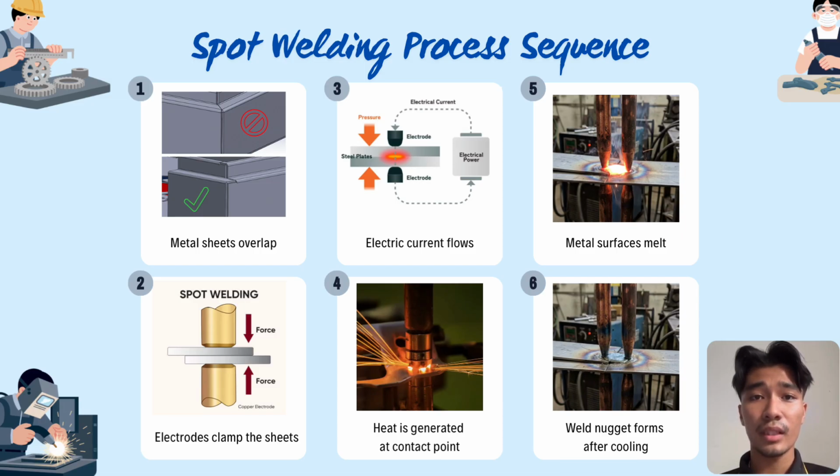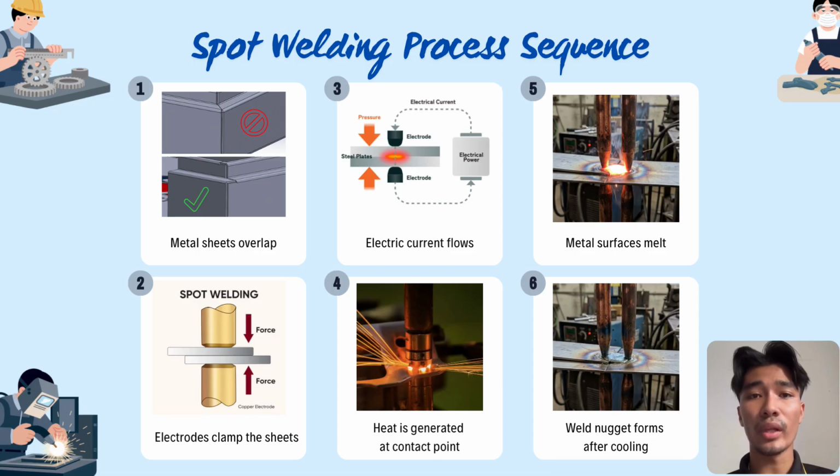Next, a high electric current flows through the contact area between the sheets. Due to the electrical resistance at the interface, heat is generated rapidly. The heat becomes concentrated at the welding spot because that area has the highest resistance. As shown in the illustration, the generated heat melts the metal surface and forms a molten weld nugget.